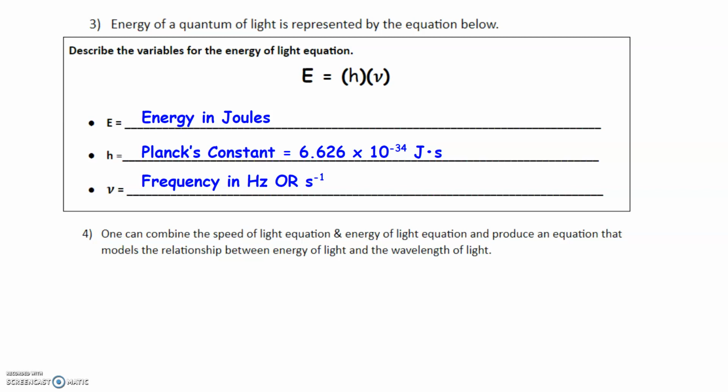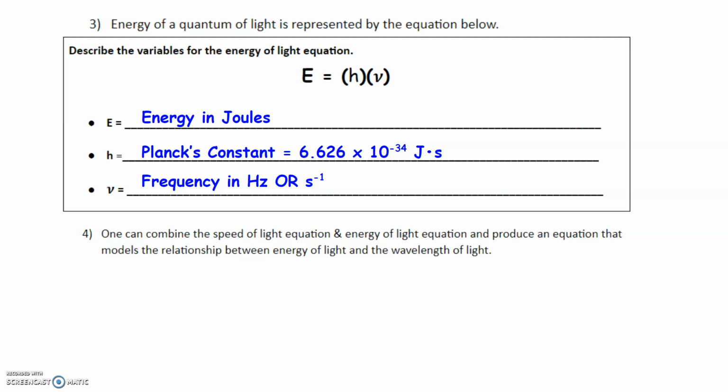So let's summarize that through this equation. Energy, which will be calculated in units of joules, is equal to Planck's constant, which is 6.626 times 10 to the negative 34 joule seconds, times frequency, which will be in hertz.